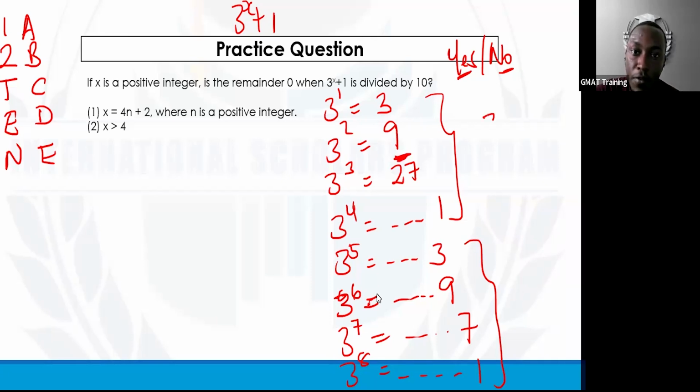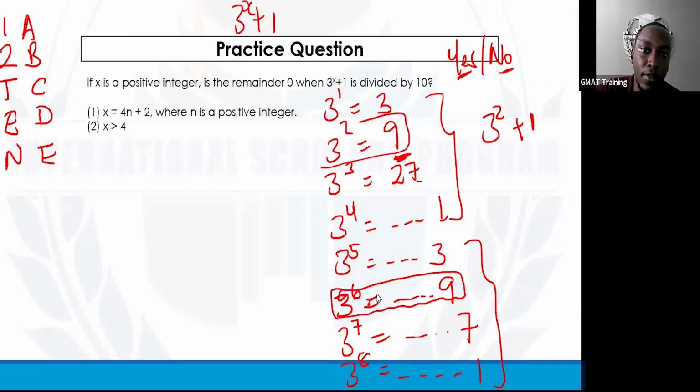That is, if you have 3 squared plus 1, we'll have a number ending in 0. That means that will be a multiple of 10. If you add this, it will be 8, not possible. Plus this, that's true. So we only need cycles whereby the number ends in 9. That's the second.